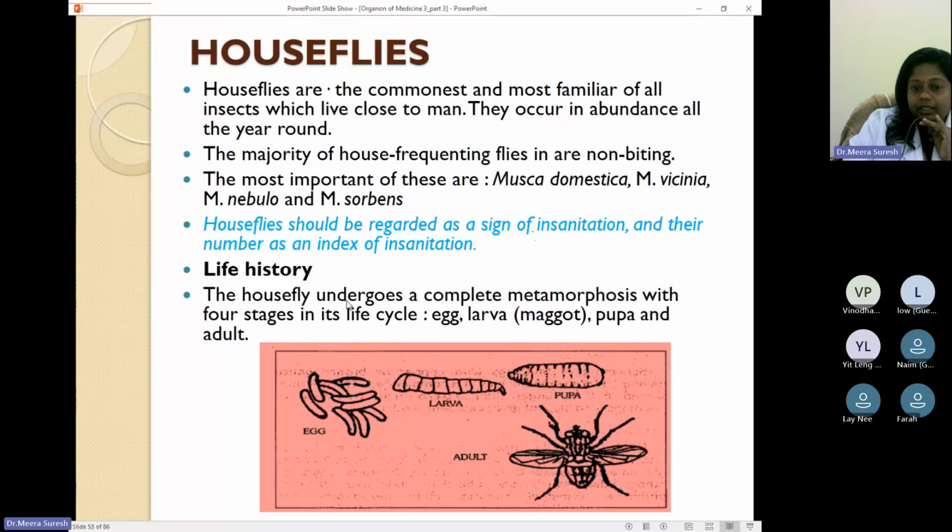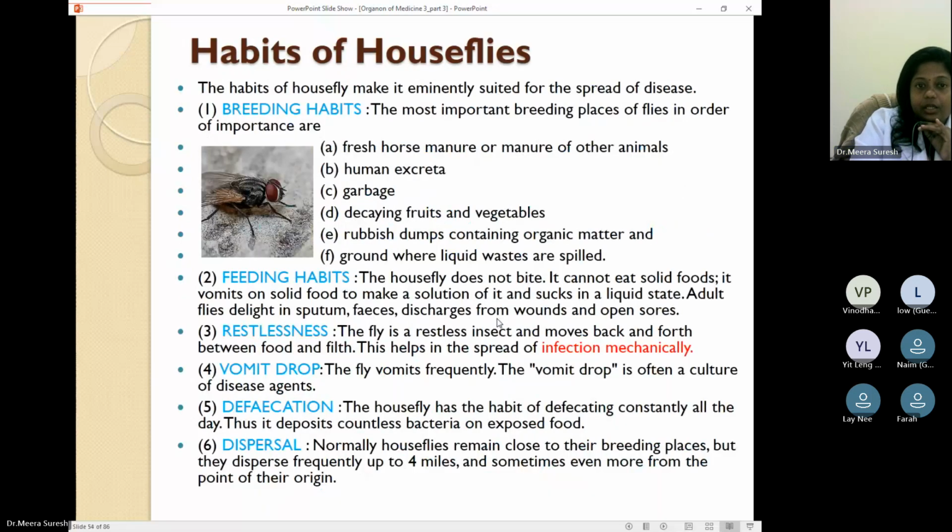The life history undergoes a metamorphosis with four stages in the life cycle. All the insects we are going to study in this PPT will have the same four stages: the egg stage, the larval or maggot stage, the pupa, and the adult stage. Now, the habits of houseflies are very important because some of these habits favor how diseases are transmitted by houseflies. They have six habits.